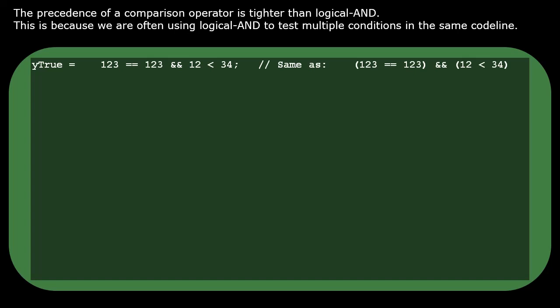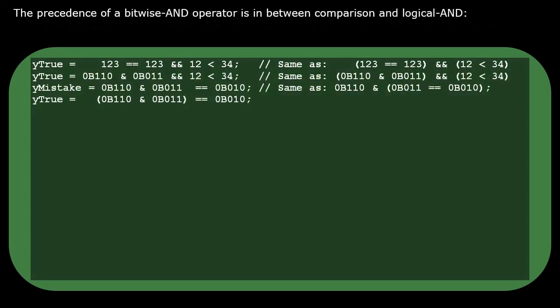The precedence of a comparison operator is tighter than logical AND. This is because we are often using logical AND to test multiple conditions in the same code line. The precedence of a bitwise AND operator is in between comparison and logical AND. Be careful, because this is the cause of a common programming bug.